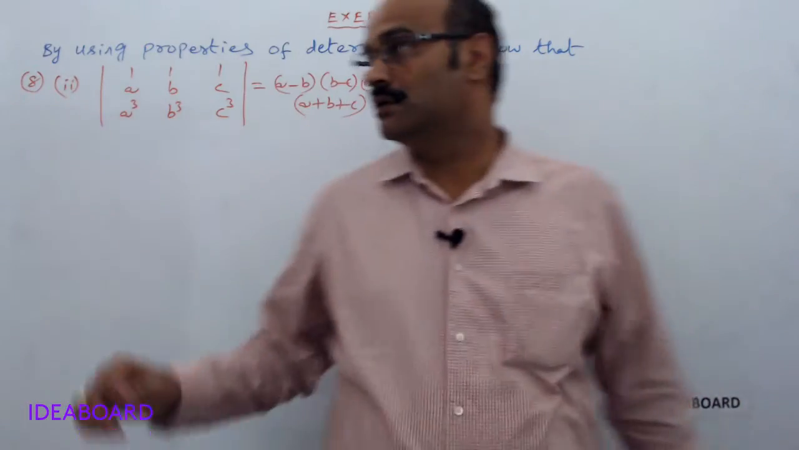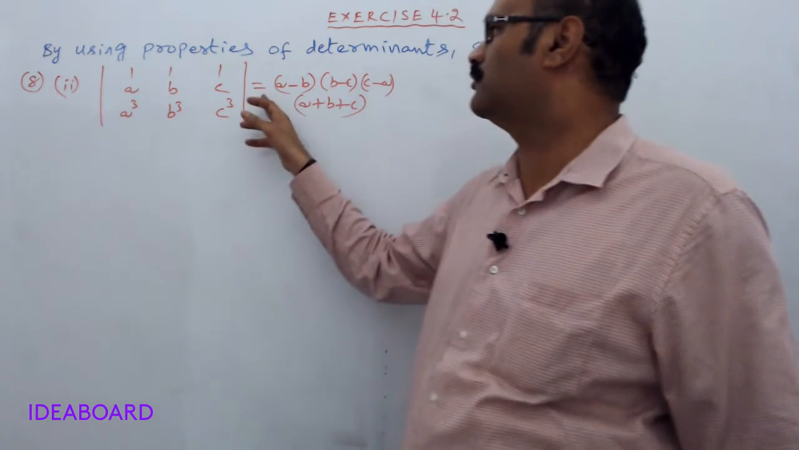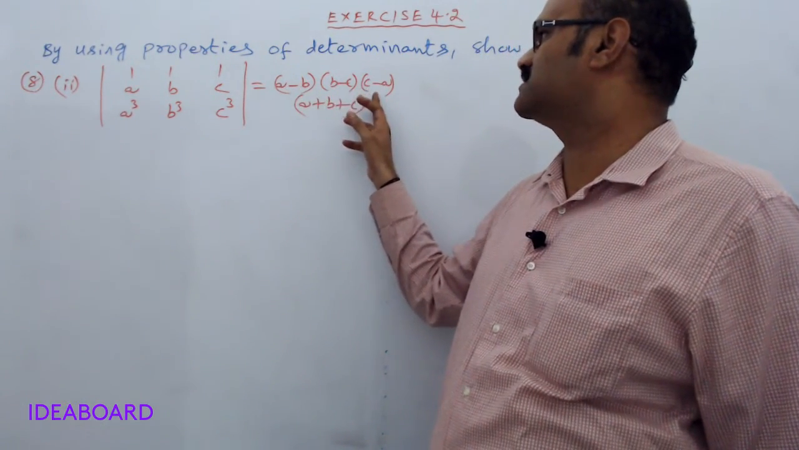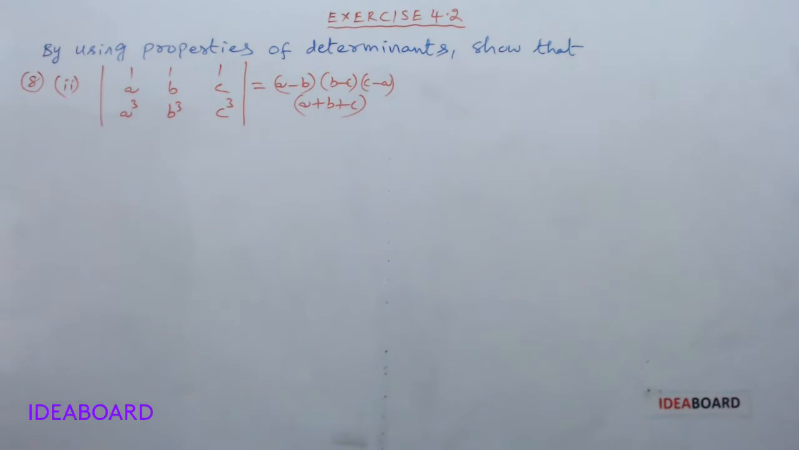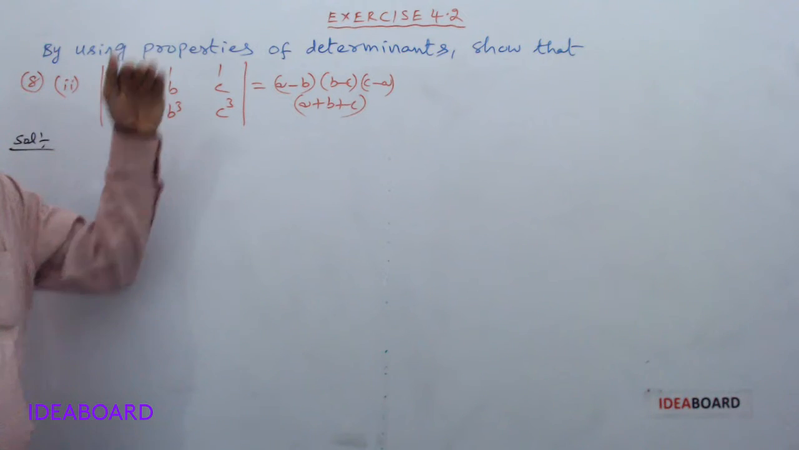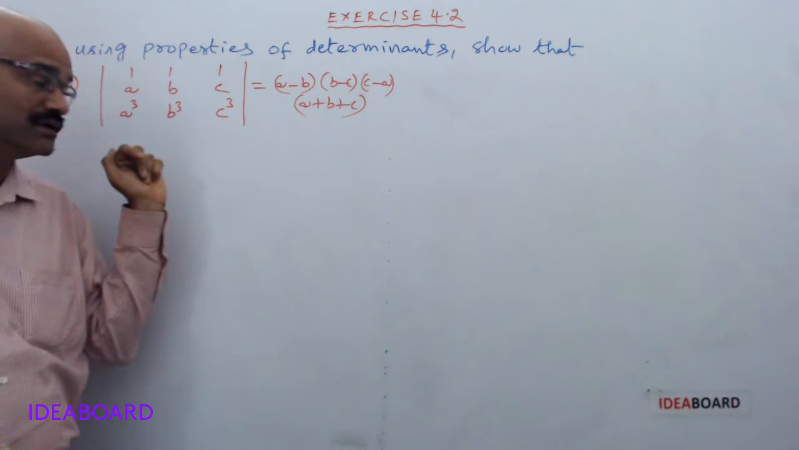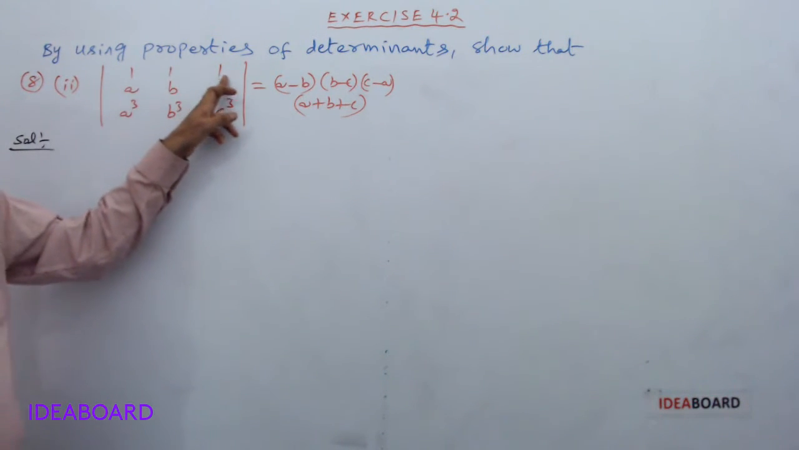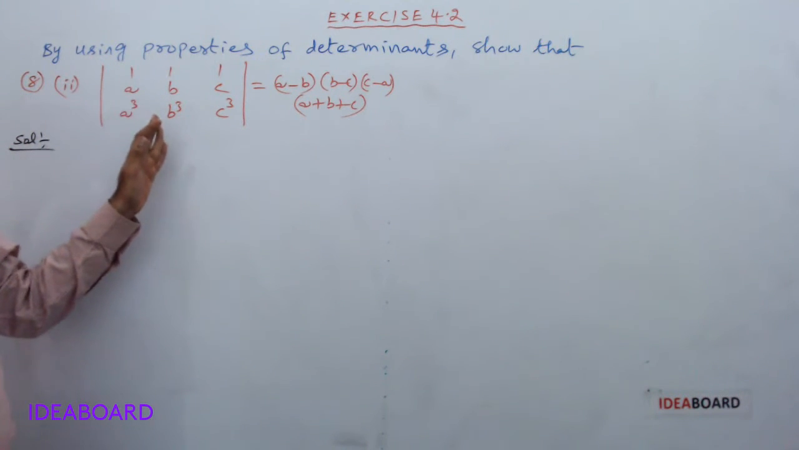Next problem. The determinant of 1, 1, 1; a, b, c; a cube, b cube, c cube equals (a minus b)(b minus c)(c minus a)(a plus b plus c). Solution: whenever you have 1, 1, 1 in any row or column, we try to get 2 zeros, then the simplification will be very easy. So here we have to get 2 zeros in R1.